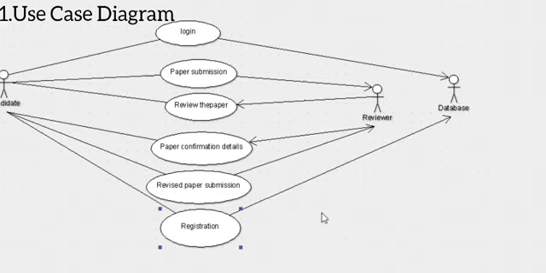The system boundary defines what is inside our software and what is outside, the actors. The lines are the associations that show which actors perform which specific task.